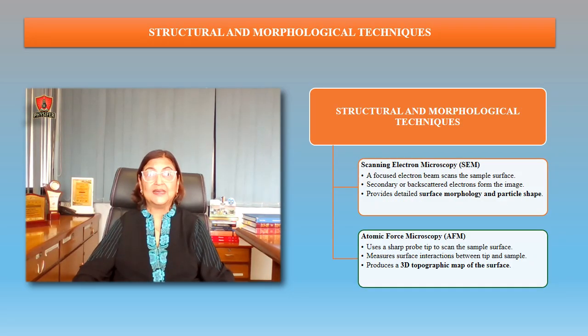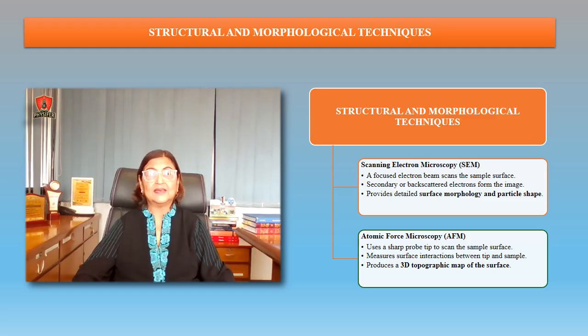Then we have scanning electron microscopy, SEM. SEM scans a focused electron beam over the surface of a sample and collects secondary or backscattered electrons to form an image. It gives you excellent surface morphology.